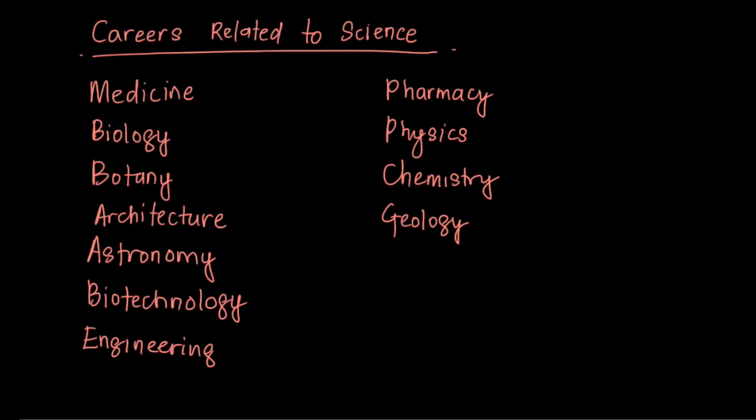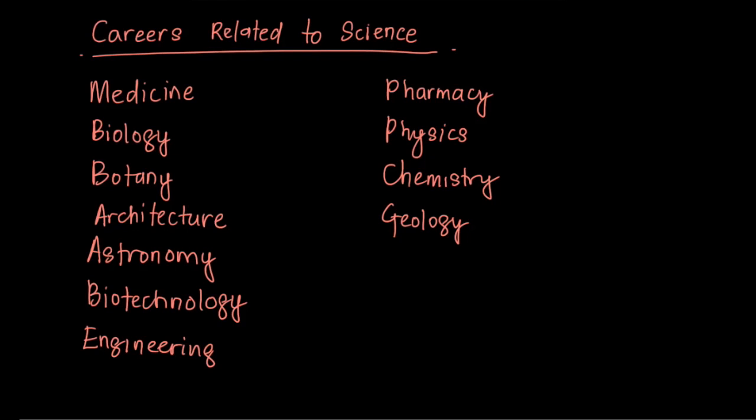Next, we will look at the careers related to science. In terms of medicine, of course, the related careers will be doctors, forensic scientists, nurses, and lecturers. Biology leads to teachers and lecturers. Botany, now people who have studied botany will then move on to become research officers, estate managers, and botanists. People who have studied architecture move on to become engineers or architects. In terms of astronomy, they can become an astronaut, an astronomer, or a research officer.